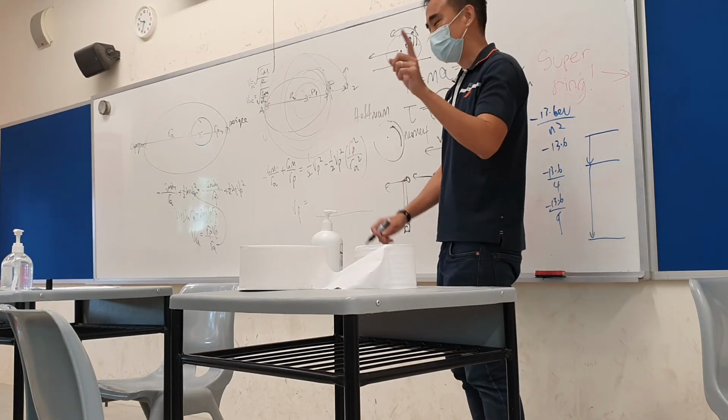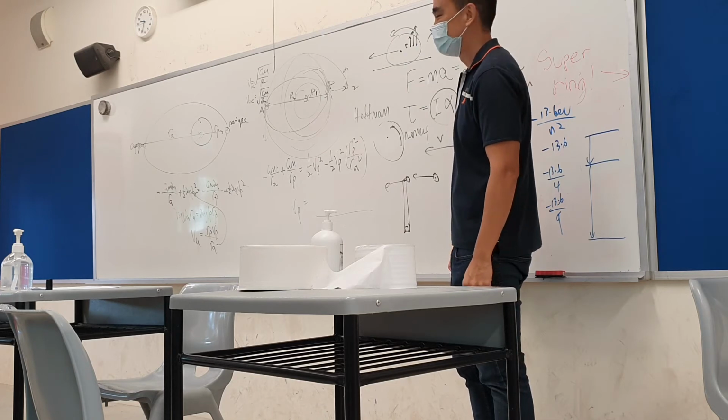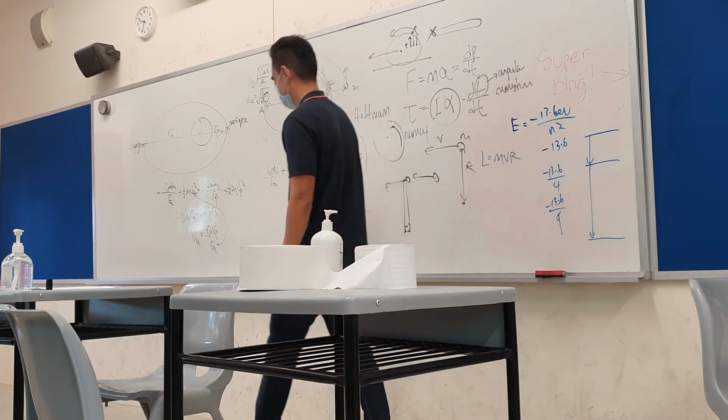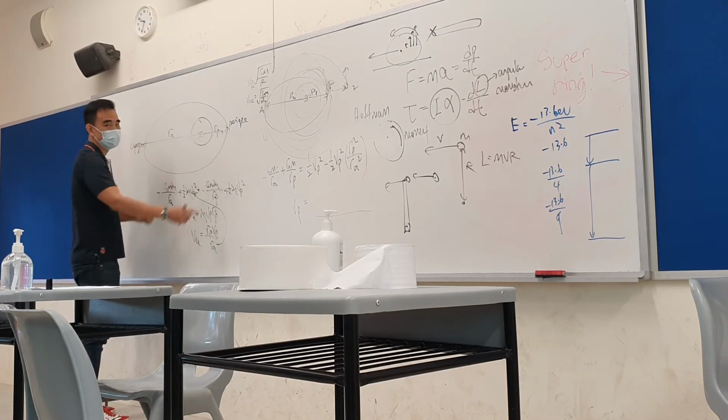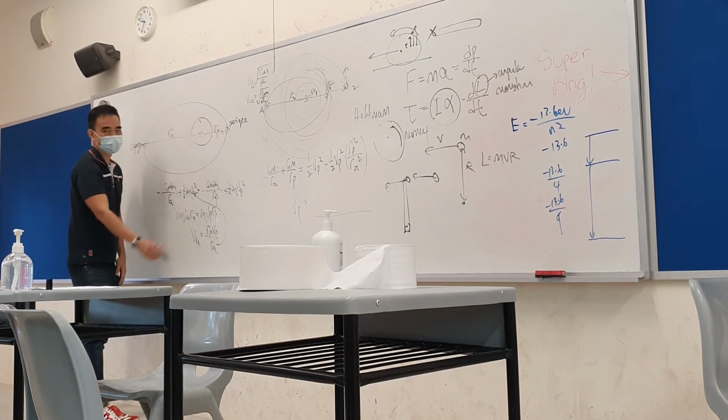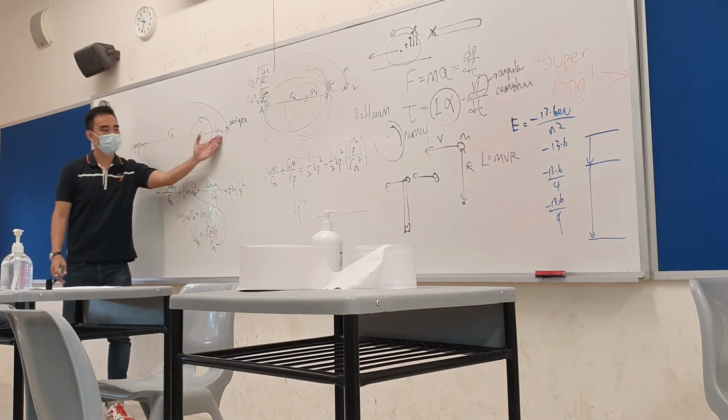Wait, sorry. Talking about the slingshot, that MVR is the rotation. Angular momentum. Angular momentum over here and here are the same. In fact, everywhere they are the same. Just that we're interested in the nearest point and the furthest point.